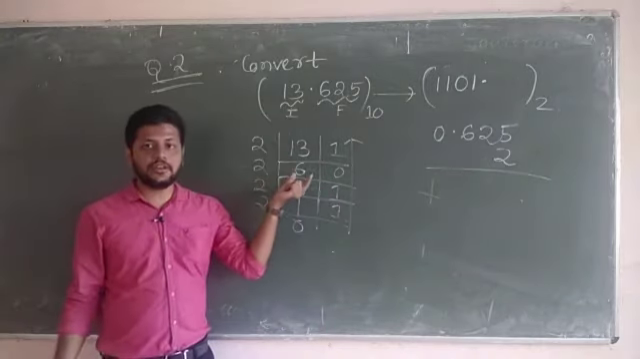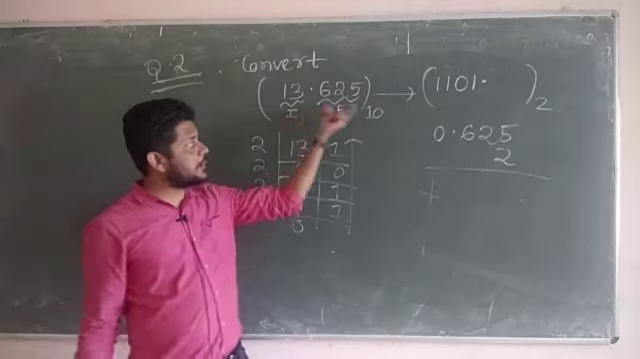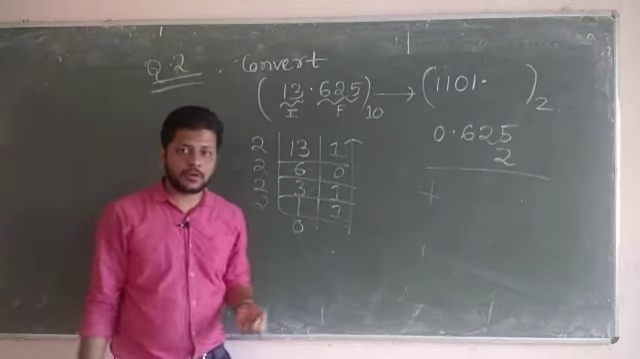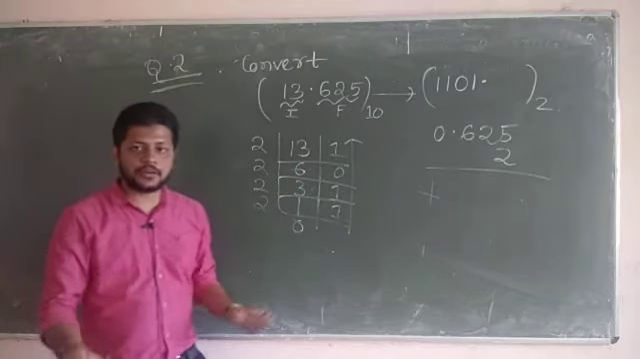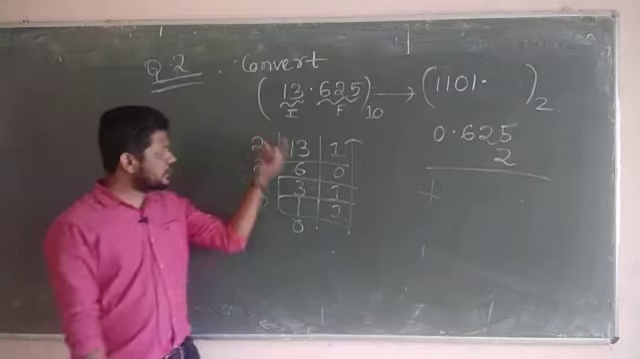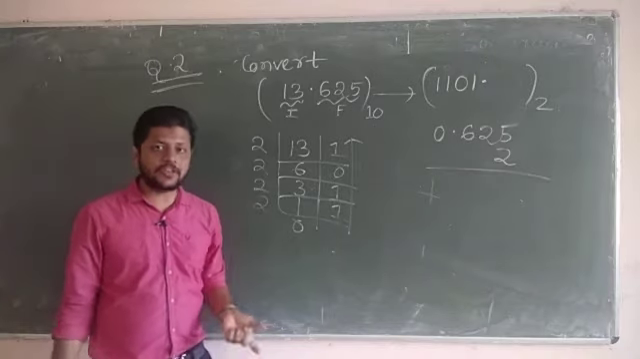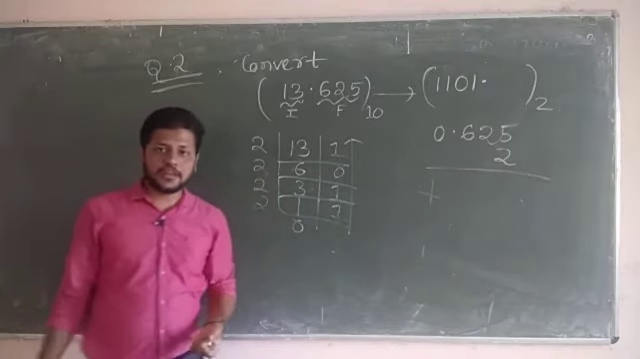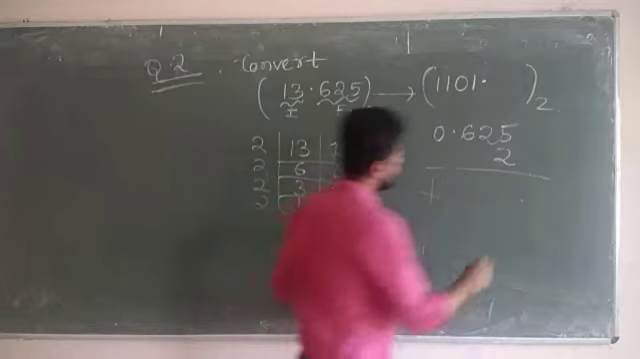Divide 2 with the integer part. So when they give you this type of mixed number and want you to convert that number to a binary number, this is the procedure. First you take the integer part, then you take the fractional part.